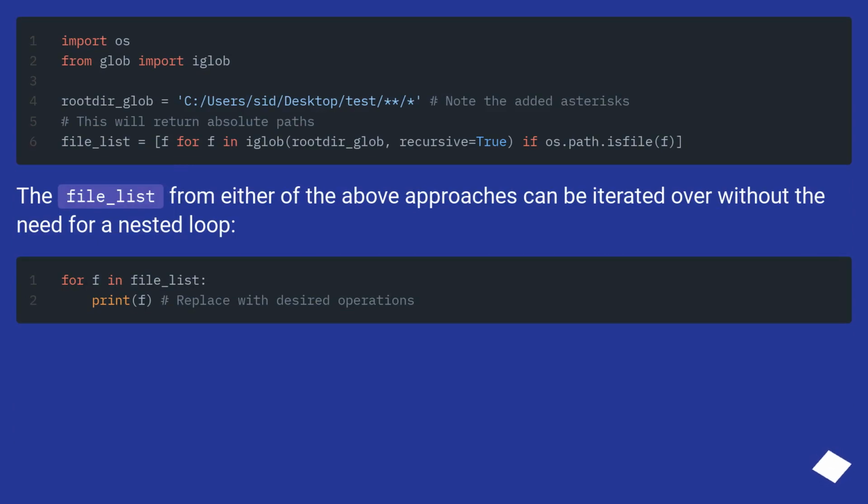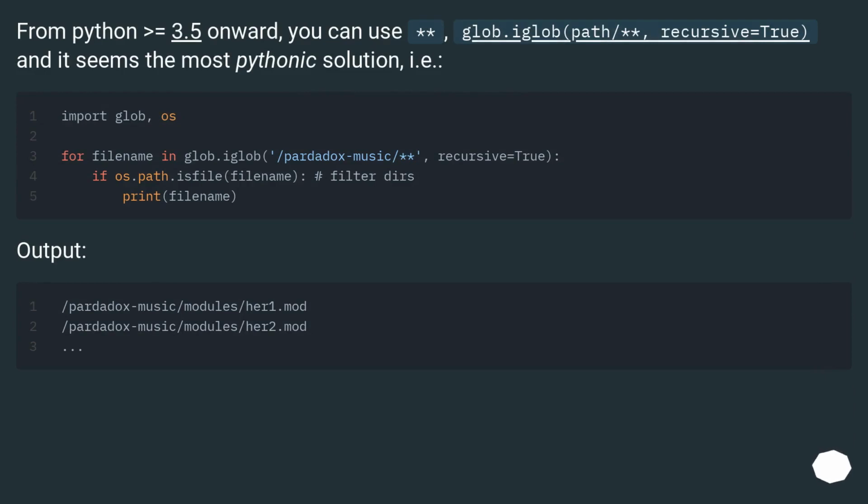The file list from either of the above approaches can be iterated over without the need for a nested loop. From Python 3.5 onward, you can use glob.iglob(path/, recursive=True), and it seems the most Pythonic solution, i.e. output.